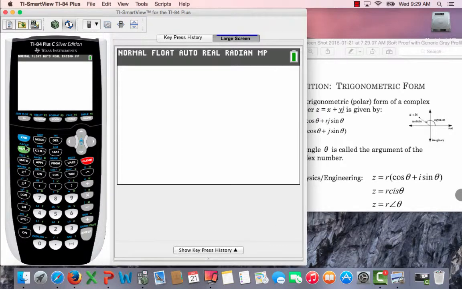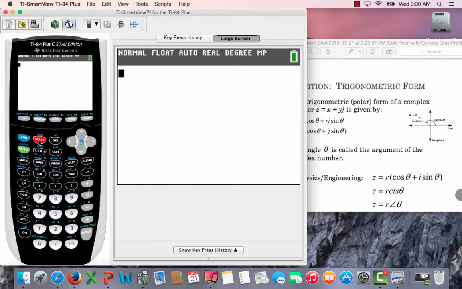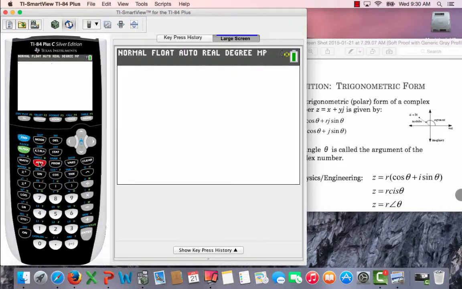So in the graphing calculator, if you actually wanted to find what that length was, I'm going to show you right here. Let me check my mode. I'm in radian, so I'm going to go ahead and change this to degree. And then I'm going to hit the second and the apps key, which is going to get you to the angle button.